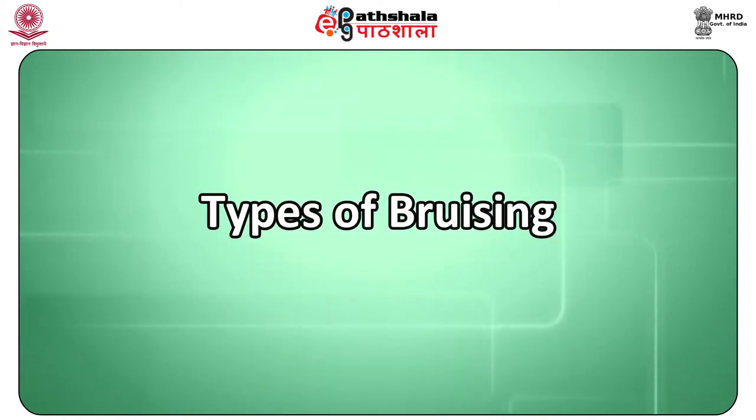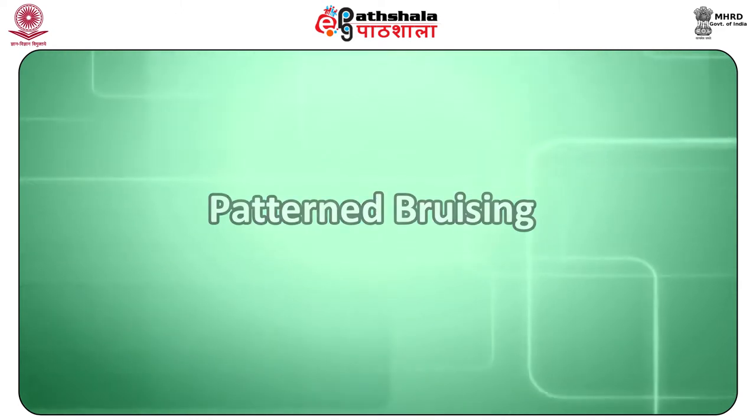Now, the types of bruising. Various types of bruising. The patterned bruise. A patterned bruise is the type of bruise or contusion which reflects the size and shape of the weapon of offense over the point of impact. The medico-legal importance of such a bruise is greater as it gives an idea of the possible weapon of offense. I'll discuss a few examples here.